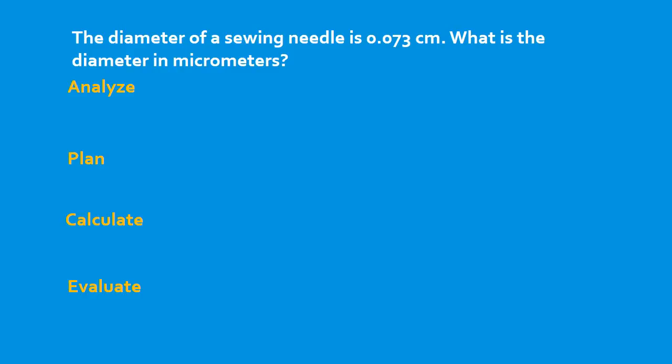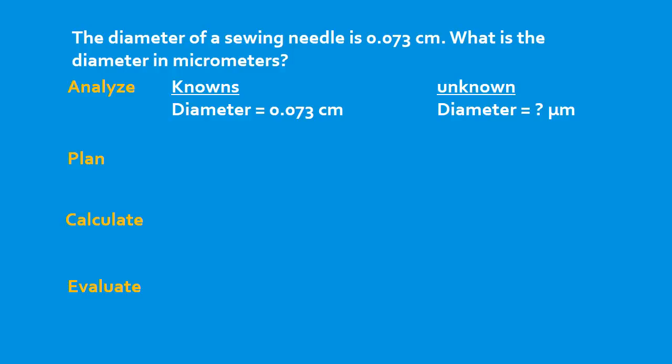In this example, we're given the diameter of a sewing needle as 0.073 centimeters. We want to find the diameter in micrometers. So we analyze. We're given the diameter in one unit, and we want to find the diameter in another unit. So we have centimeters as our known and micrometers as our unknown. So our plan is to go from centimeters to meters to micrometers. So we convert our centimeters to meters, and then we convert meters to micrometers based on what we know.